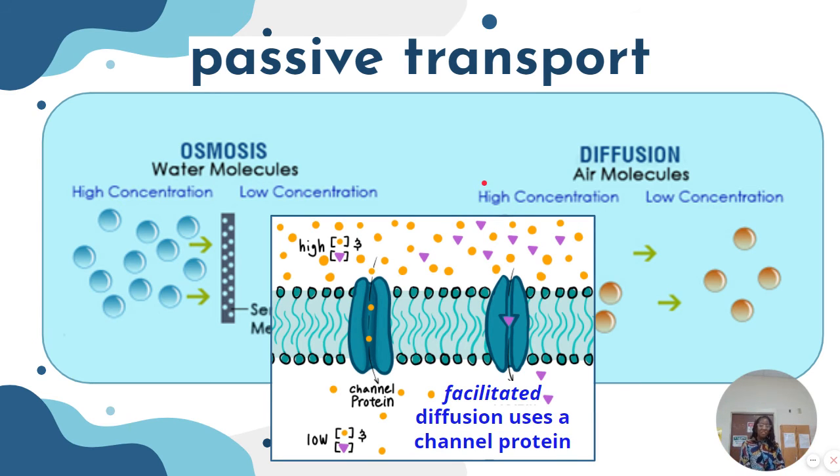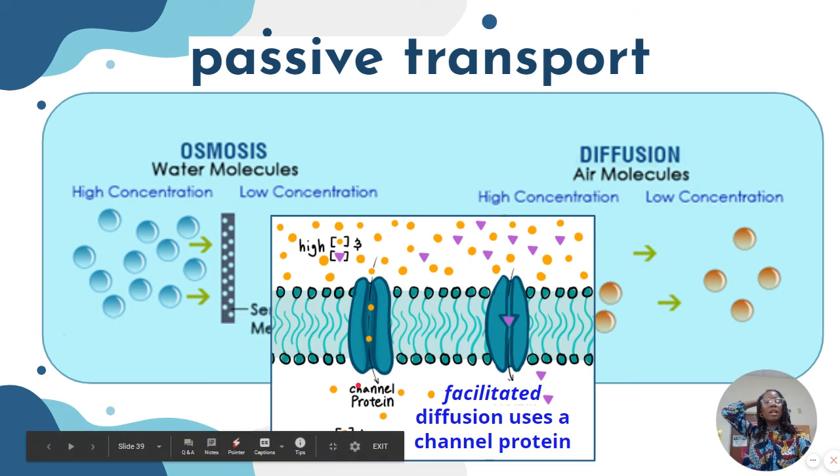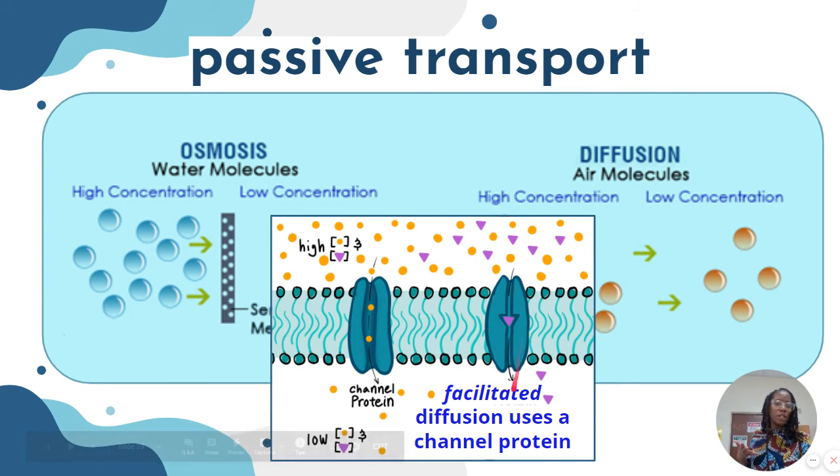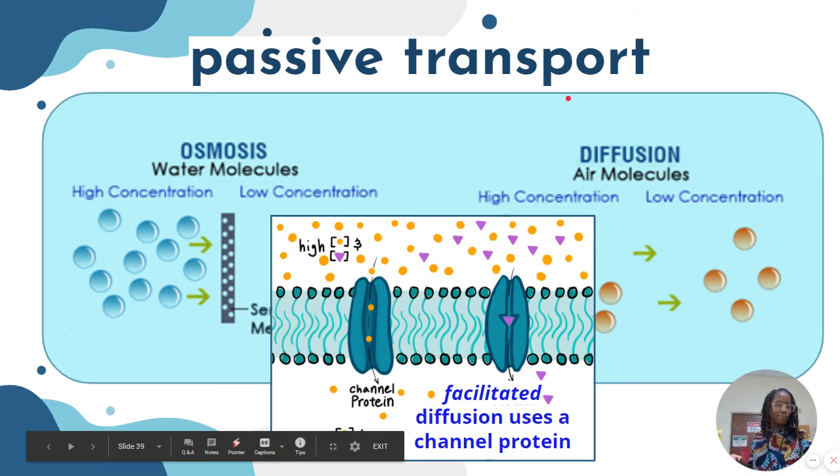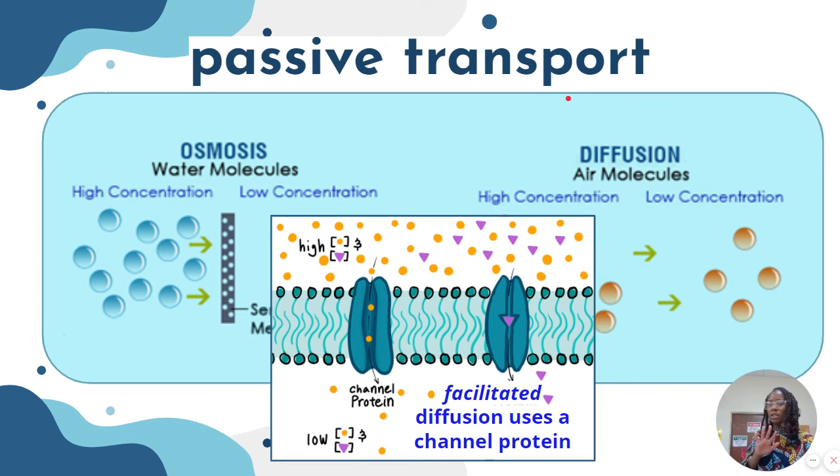Facilitated diffusion specifically, if you put facilitated before diffusion, all that means is that it's using a protein channel of some sort. It needs some help. Facilitated diffusion is diffusion that requires a little bit of help. This typically just means that the molecule is too big to just go in between the phospholipids. If it's too big, it's going to need a channel protein or a bridge to try and get in. Still going from high to low, still passive transport. It just uses a channel.